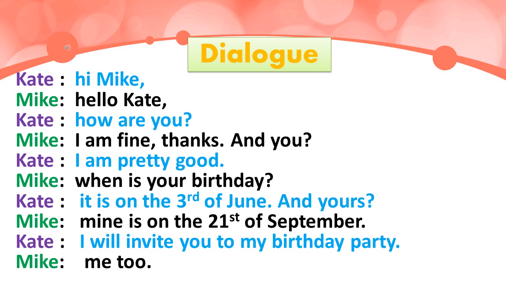Now here is a short dialogue about dates. Kate, hi Mike. Mike, hello Kate. Kate, how are you? Mike, I'm fine, thanks. And you? Kate, I'm pretty good. Mike, when is your birthday? Kate, it's on the 3rd of June. And yours? Mike, mine is on the 21st of September. Kate, I will invite you to my birthday party. Mike, me too.